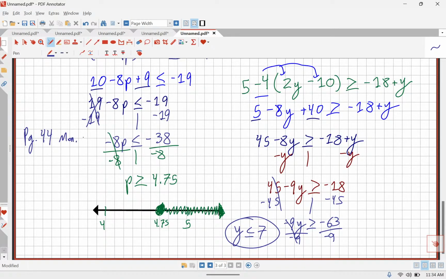Okay, Monday, October 6th. Can I get you in 5, 4, 3, 2, 1? Waiting, waiting. Ladies and gentlemen. Page 44, Monday, October 6th. Our self-assessment today is 5.2, multi-step inequalities.